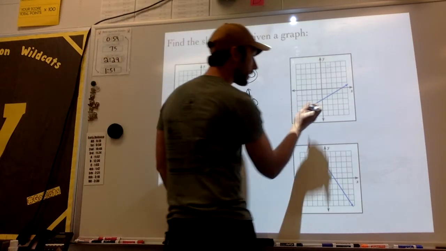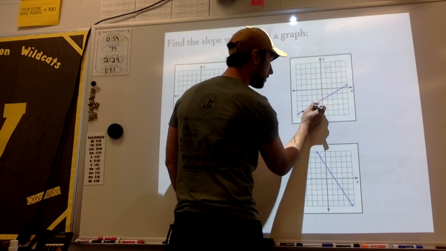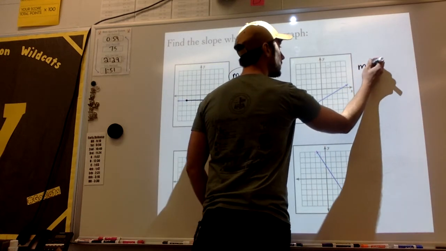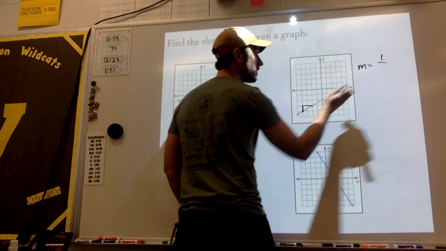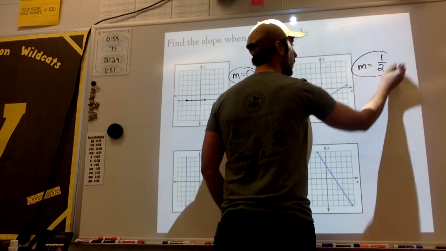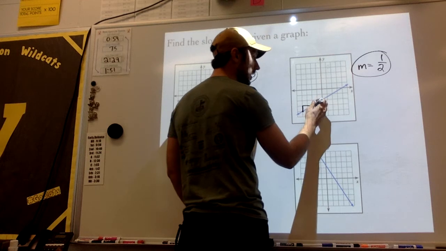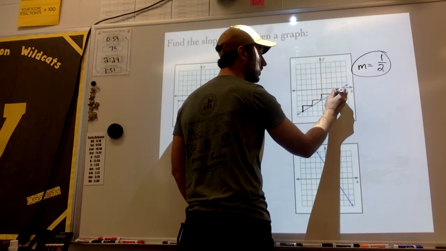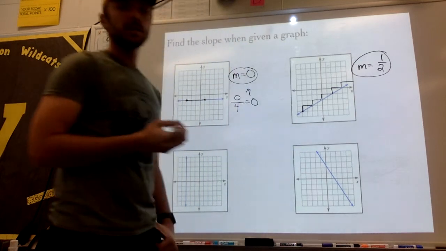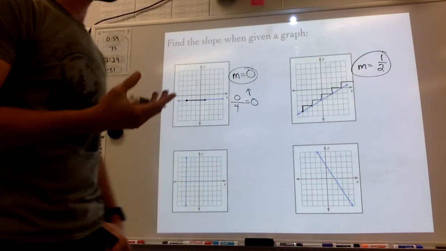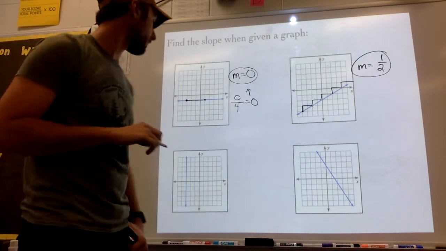I have a good point right here and a good point right there. So I am going to rise up 1. I'm going to run over 1, 2. So I have a slope of 1/2. And let's see if that slope's constant. Up 1 over 2, up 1 over 2, up 1 over 2, up 1 over 2. So that would work for the entire line. It doesn't matter what points you pick because it's going to give you the same answer no matter what.